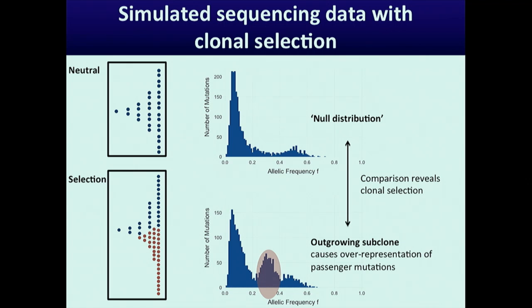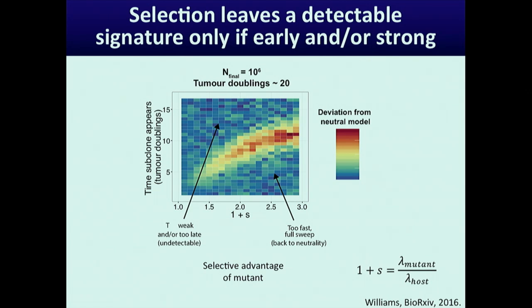Okay, and so if we want to measure selection, then we can just compare the observed distribution where we think there's selection to the theoretical null distribution of neutrality, as Christina was explaining a moment ago. And this comparison lets us quantify the parameters which cause selection in this tumour. Okay, so the first thing we wanted to know was, what kind of selection might we hope to be able to detect from sequencing data? And the answer was kind of depressing, and is: not very much.